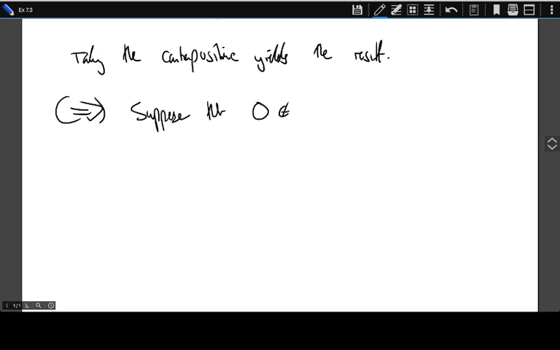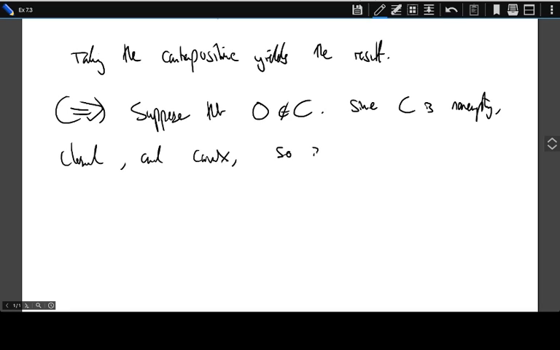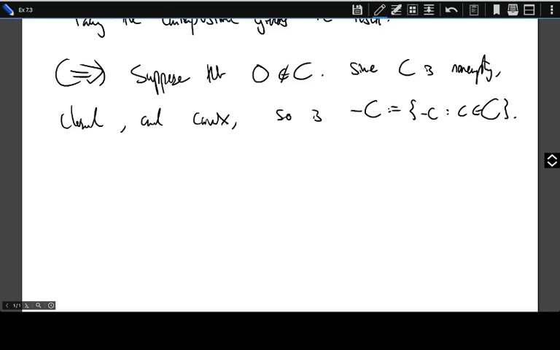Suppose that naught is not an element of C. Since C is non-empty, closed, and convex, so is the set minus C, which is just the set consisting of all the vectors of C, but multiplied by minus 1. In addition, naught is not an element of minus C. Now we should prove something for minus C, and from that obtain our result for C.